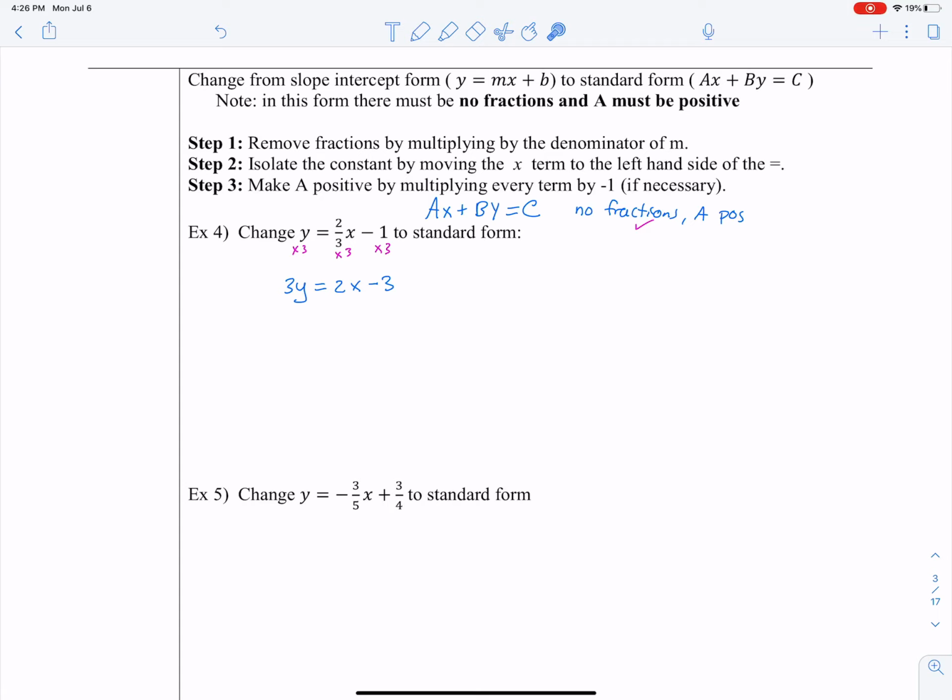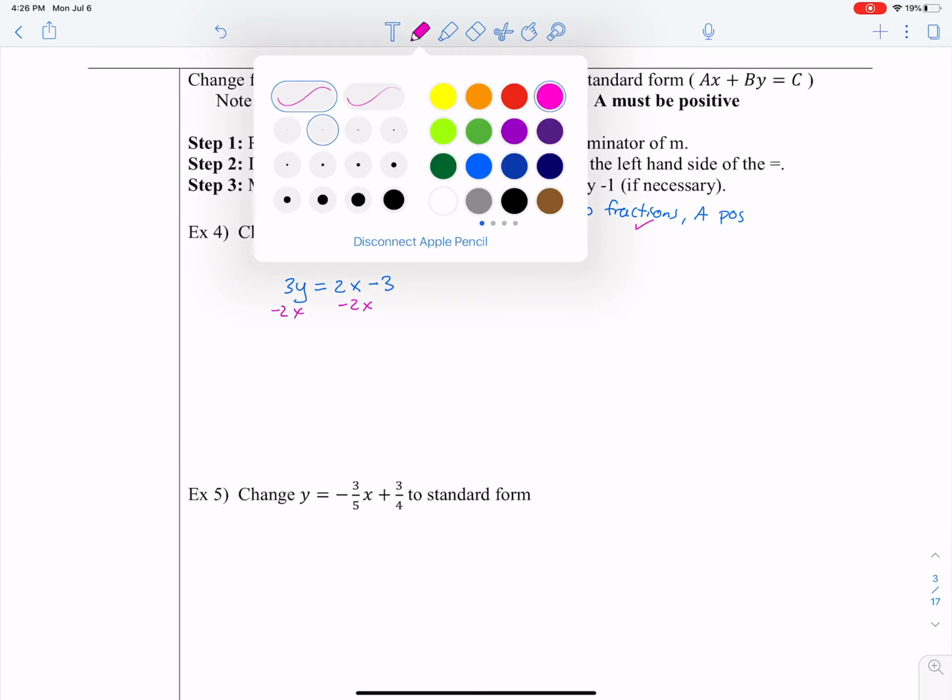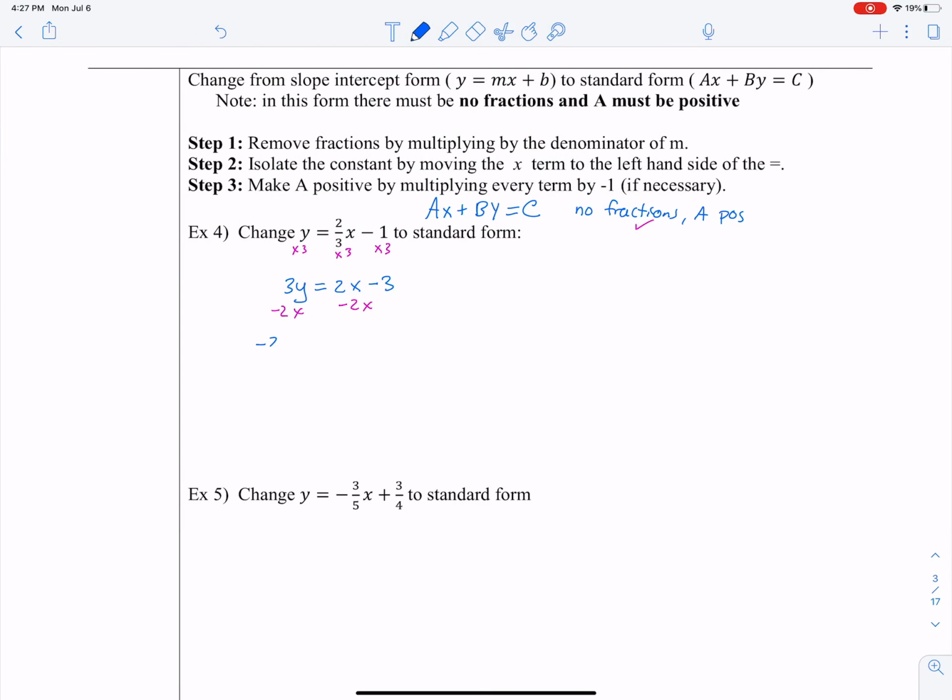Next thing, if we notice here, we have our x and our y on the left of the equals. Here, we have the y on the left, but this one's not. So our next step is going to be moving this over to this side. This is positive, so we're going to do the opposite. We're going to subtract 2x from both sides. So now we get negative 2x plus 3y is equal to minus 3.